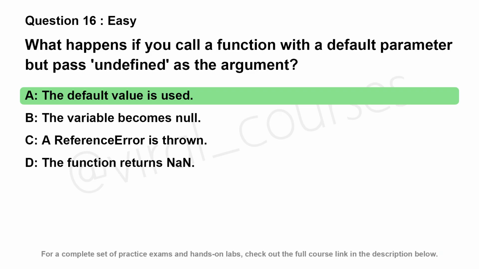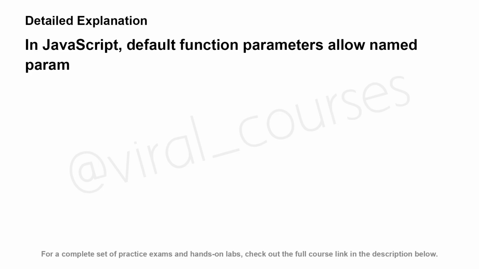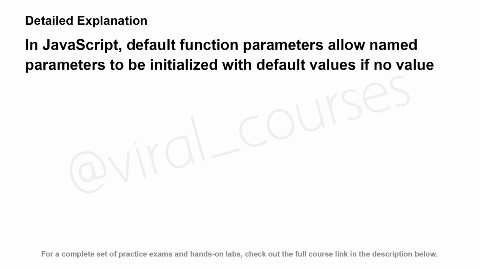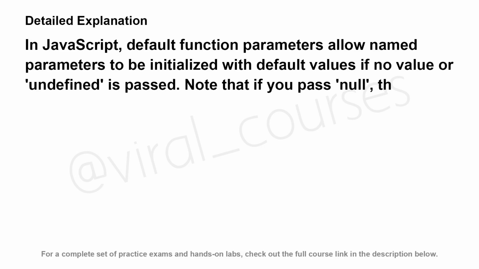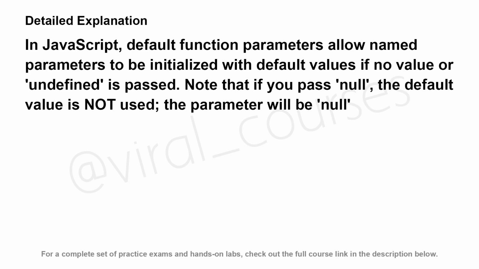The correct answer is A. In JavaScript, default function parameters allow named parameters to be initialized with default values if no value or undefined is passed. Note that if you pass null, the default value is not used. The parameter will be null.